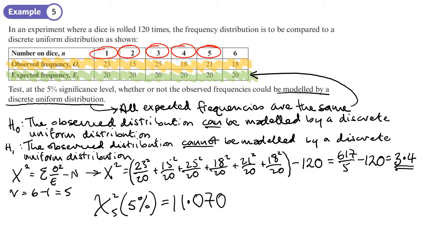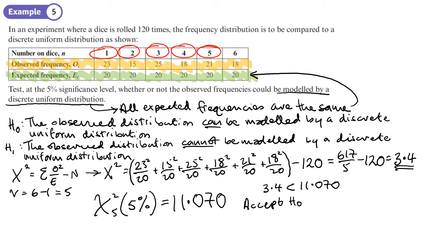Now, my value that I calculated, which was 3.4, is less than 11.070, less than my critical value. So I can say the spread is small enough for me to say that I can accept H0.